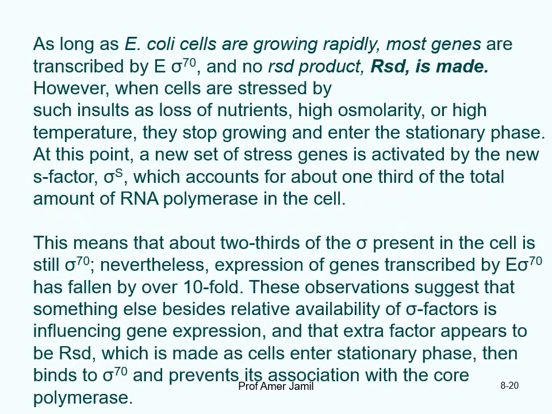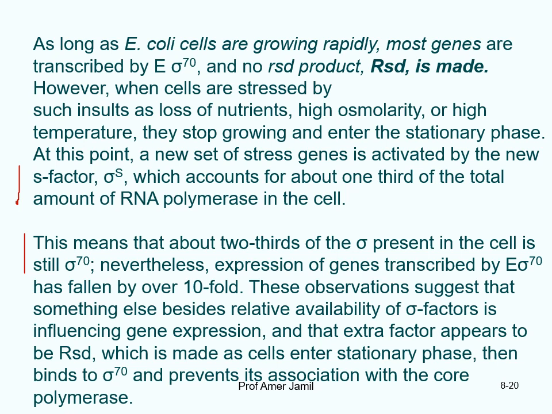So this anti-sigma factor: as long as E. coli cells are growing rapidly, most genes are transcribed by sigma 70 and no RSD product is made. However, when cells are under stress by loss of nutrients, high osmolarity, high temperature, or some other stress, a new set of stress genes are activated by a new sigma factor which is called sigma S, which accounts for about 1/3 of the total amount of RNA polymerase in the cell. This means that 2/3 of the sigma present in the cell is still sigma 70. However, the expression of genes transcribed by sigma 70 has fallen by over 10-fold.